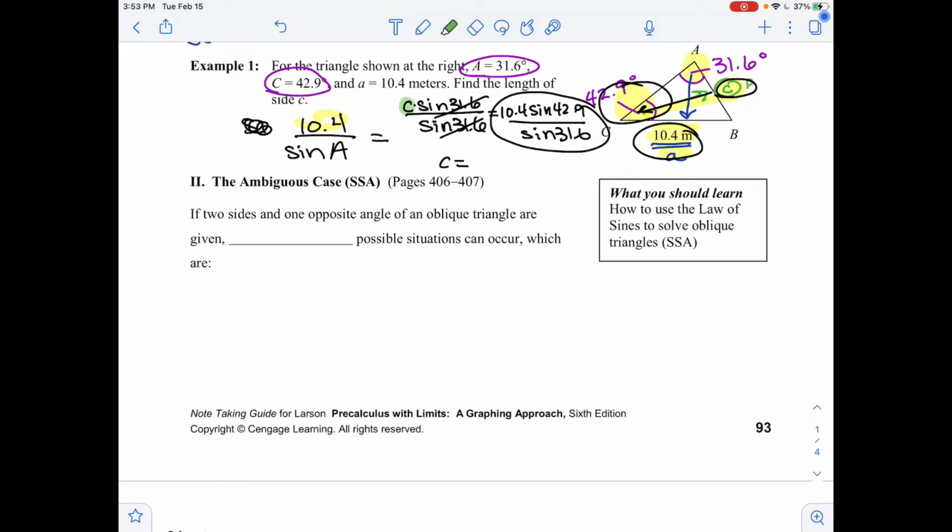We're going to put this in our calculator first: 10.4 parentheses sine 42.9. Make sure that you end your parentheses. All divided by sine of 31.6 and parentheses. And we get approximately 13.5 meters.